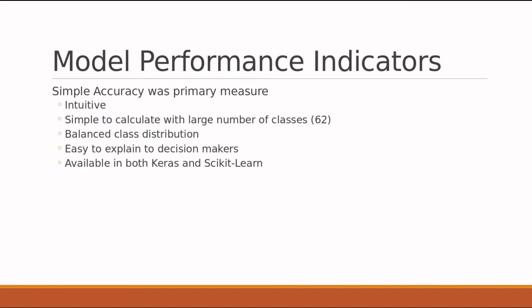Finally, for model performance, candidate models were scored on simple accuracy. Given the large number of classes, this is a simple to compute and explain metric. The prepared dataset offers a balance of class distributions, which satisfies many of the arguments towards using metrics such as F1, which offset imbalanced classes, and the metric is available in both Keras and scikit-learn.